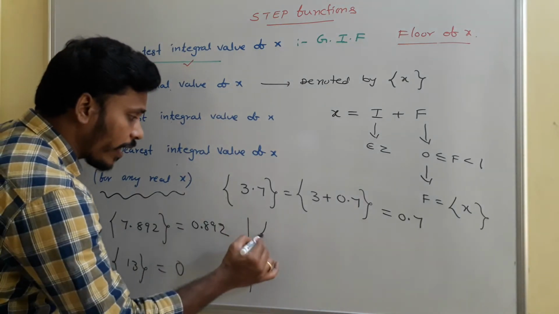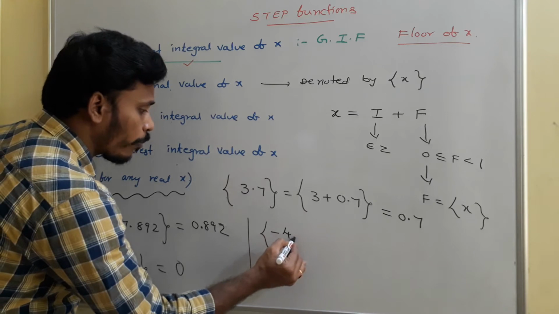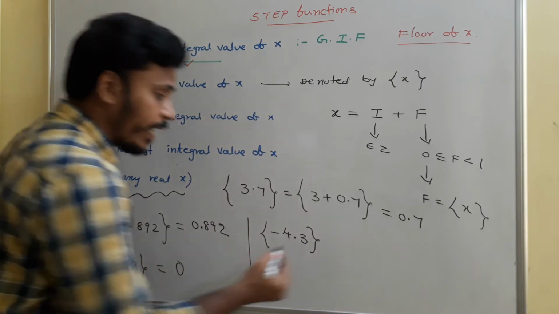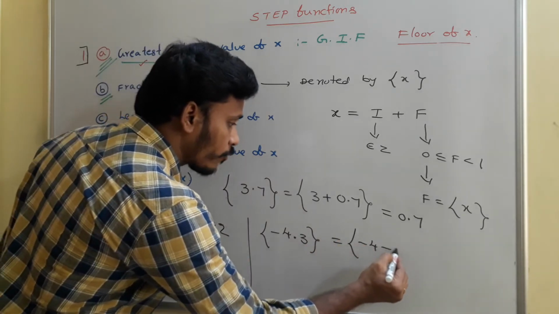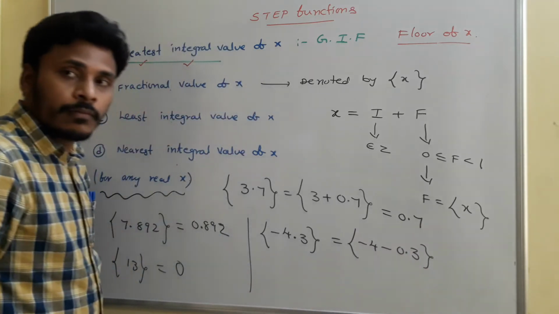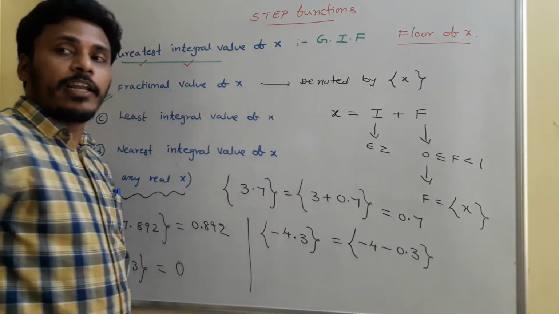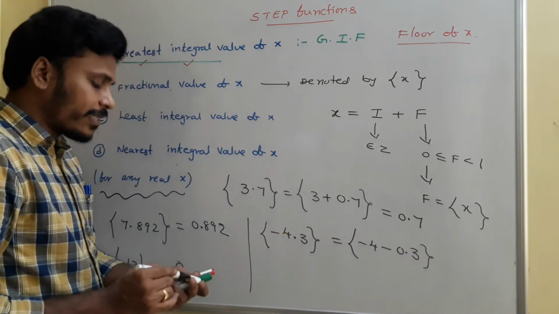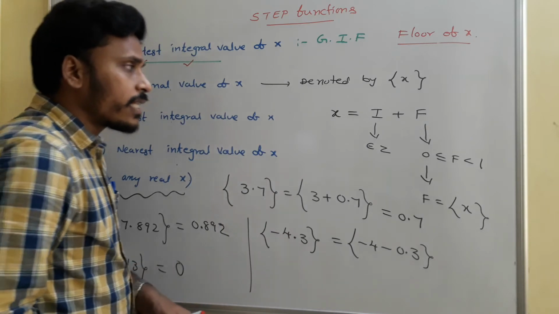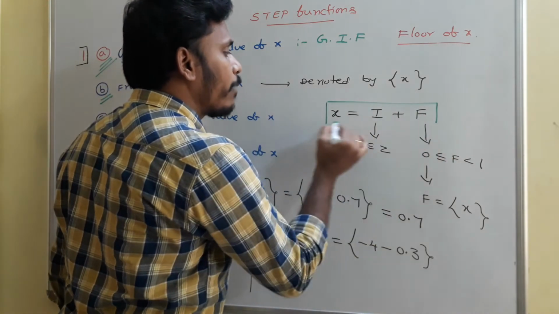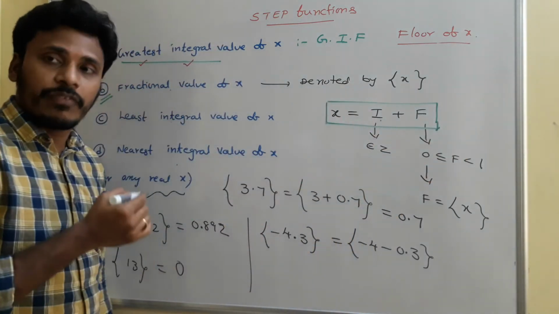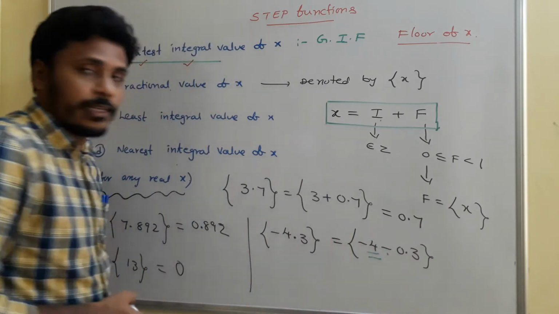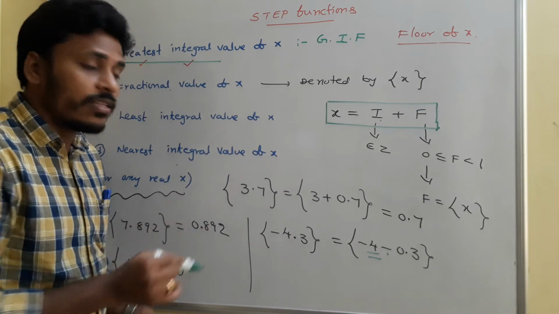And suppose I have a negative number like minus 4.3, what do you say about its fractional value? This minus 4.3 can be expressed as minus 4 minus 0.3. But this is not in the standard format. What is the standard format? The standard format is x equals I plus f, where I is the integer and f is the fractional part. Here minus 4 is the integer, but here we need to use a plus sign, and here it is a minus sign, right? That's why this is not the standard form.